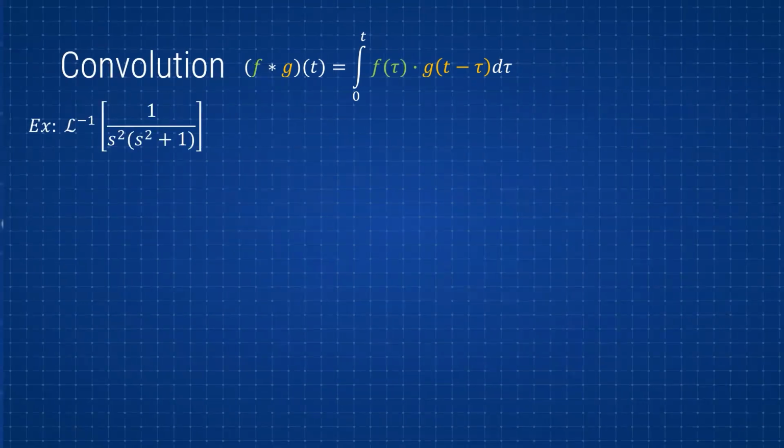So we have this other example here. We have 1 over s squared times s squared plus 1. So we need to solve this one. We can use the formulas. We can use PFD. We can use any method. And listen to this. We're going to use convolution.